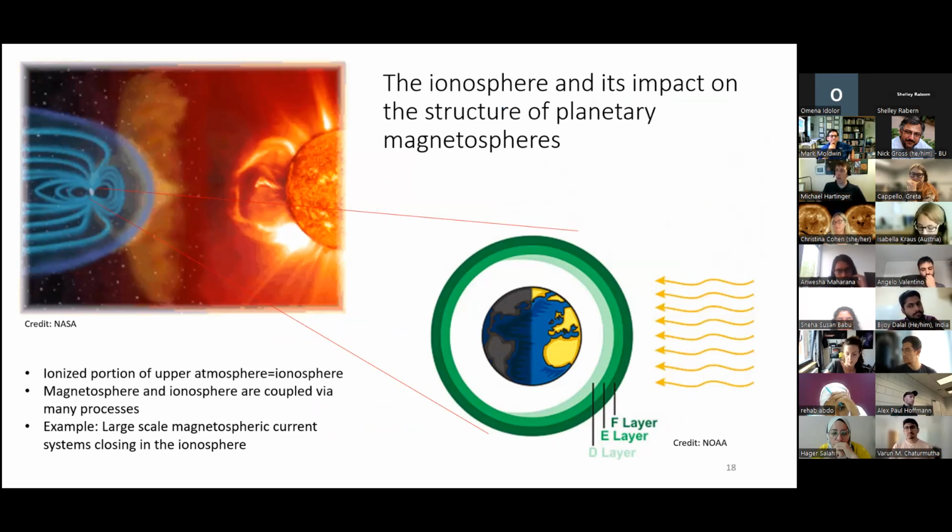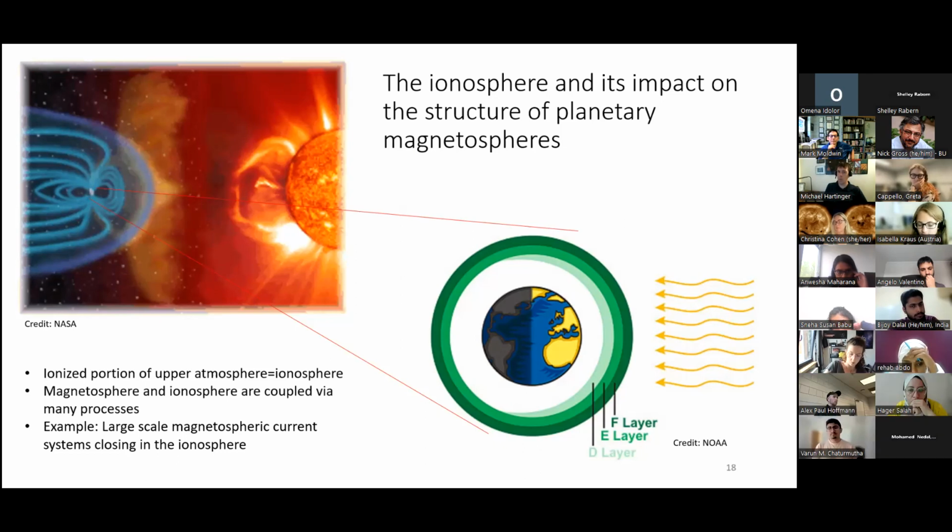I know you're going to hear about the ionosphere tomorrow from Anthea Koster, so I'm not going to go into detail, but I did need to at least talk about it a little bit because it has a big impact on the structure of planetary magnetospheres. So first off, what is the ionosphere? It's the ionized portion of an upper atmosphere, and at Earth, there are these different layers that we refer to, the D, the E, the F layer, that have to do with where there are peaks in electron density.